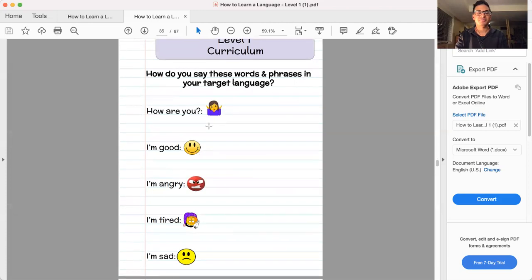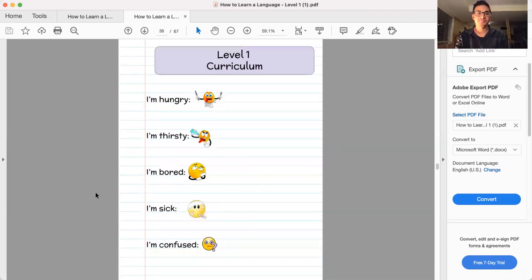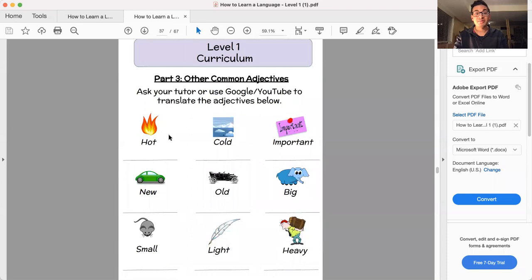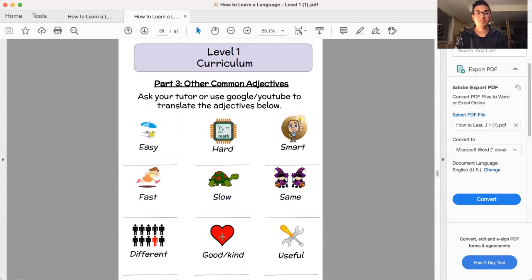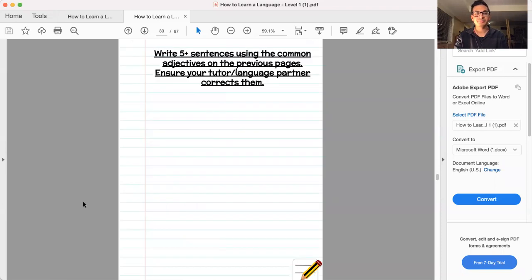Here I've written a couple of very, very simple translation exercises that you can use to practice translating some different sentences based on these emotions. Here are some more right here. We have some other adjectives right now: hot, cold, important, new, old, big, small, light, heavy, easy, hard, smart, fast, slow, same, different, good or kind, useful. And then an activity where you're going to write 5+ sentences using the common adjectives that were listed on the previous pages. Okay. You're going to make sure you get these corrected by your language partner or your tutor so that you know if you've done it correctly or not.